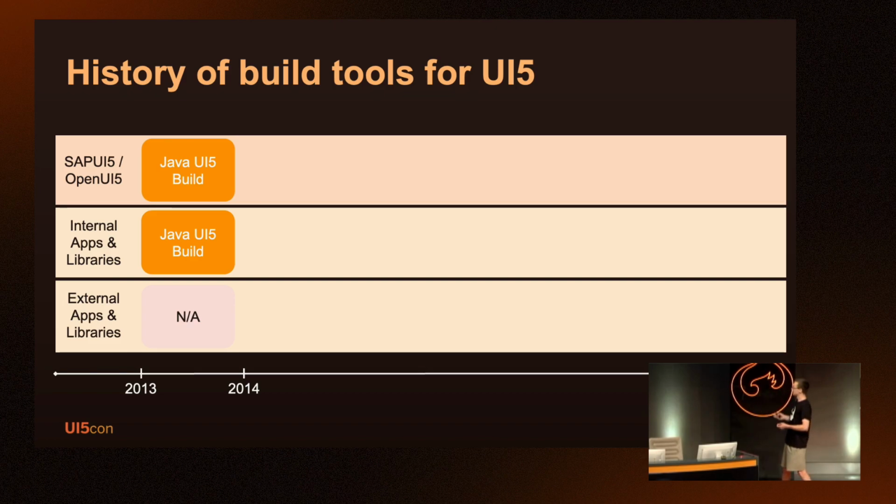Just to give you some perspective on the timeline here, in 2013, the team started working on this Java UI5 build tool. It was the first solution to build and produce the framework. So it was mainly used by the framework itself, SAP UI5 and OpenUI5. As you know, OpenUI5 is part of SAP UI5, so everything we talk about here also affects OpenUI5 to some degree. So it was used for the framework, but also for SAP internal applications and libraries, of course. But there was no offering for the outside world.